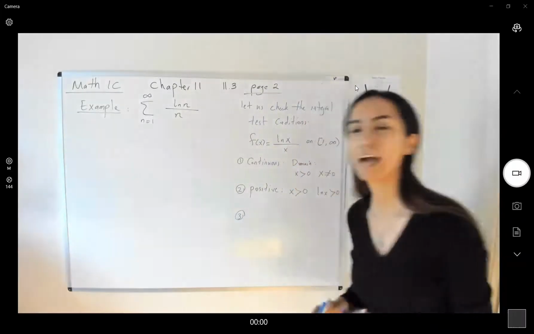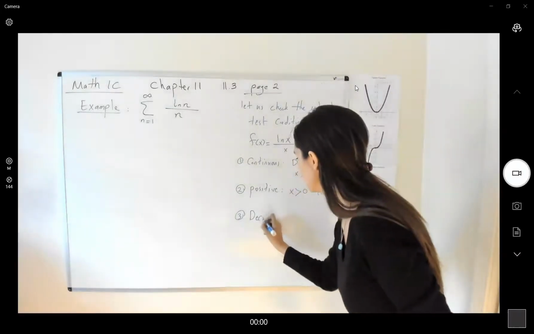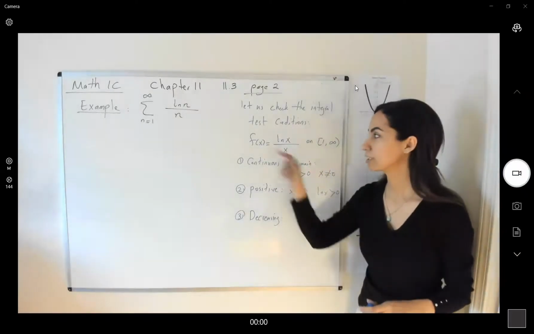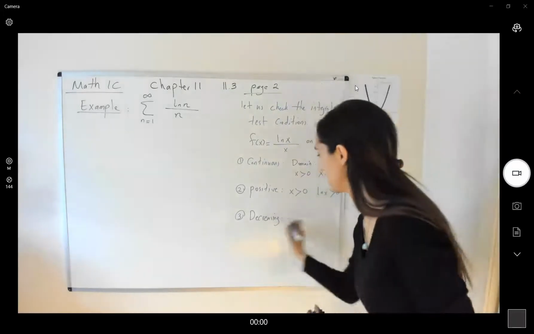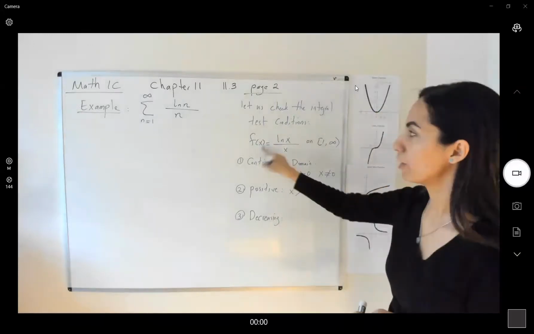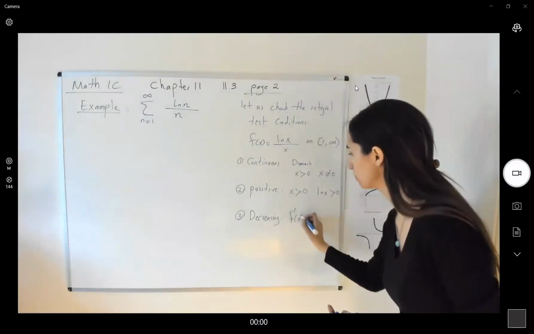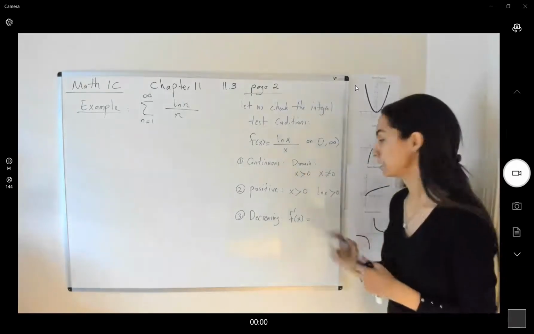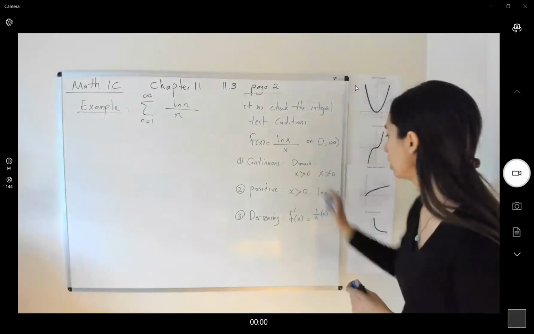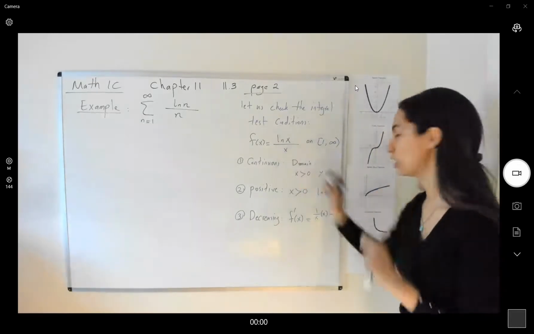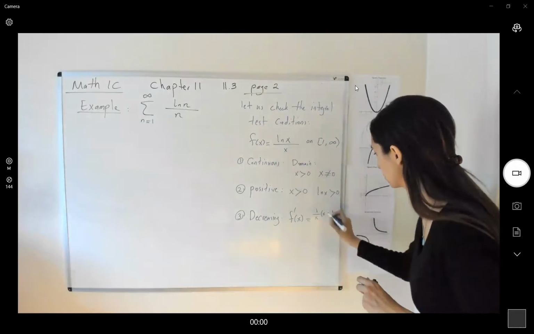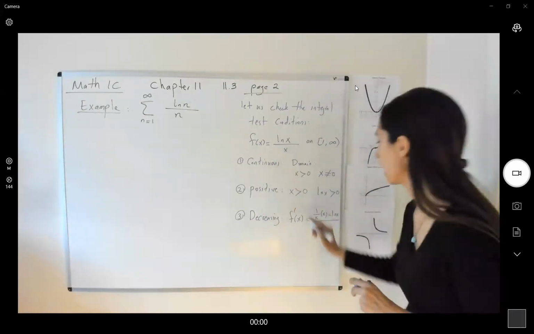Third, do we have a decreasing function? To make sure you have a decreasing function, you can take the derivative of this function, and the derivative must be negative on 1 to positive infinity. To find the derivative, you can apply the quotient rule. The derivative of ln is 1 over x times the denominator, which is x, minus the derivative of the denominator, 1, times ln of x, divided by x squared.